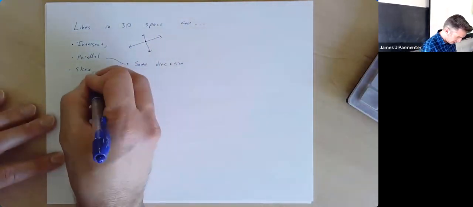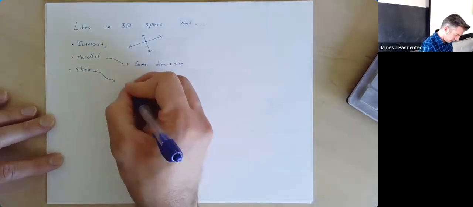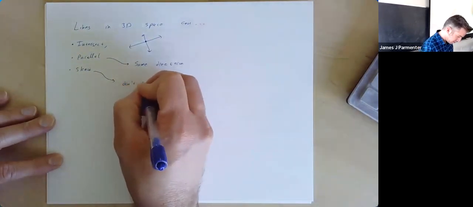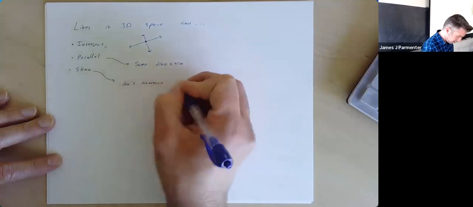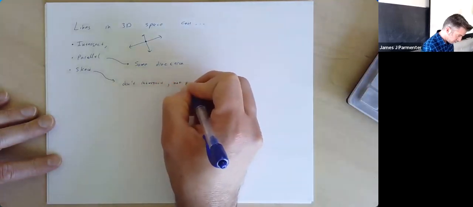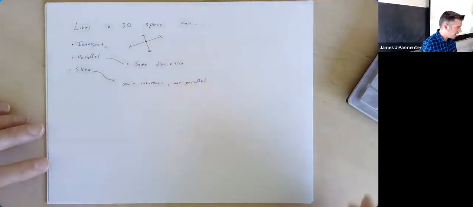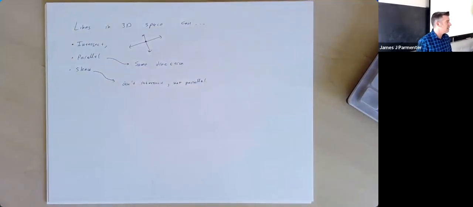And then skew lines don't intersect, but are not parallel. The way I think about skew lines is they live in parallel planes. So for example, in the classroom here, this line right here in the carpet and this line right here on the ceiling definitely never intersect each other. They're definitely not parallel. They are skew. They live in parallel planes.